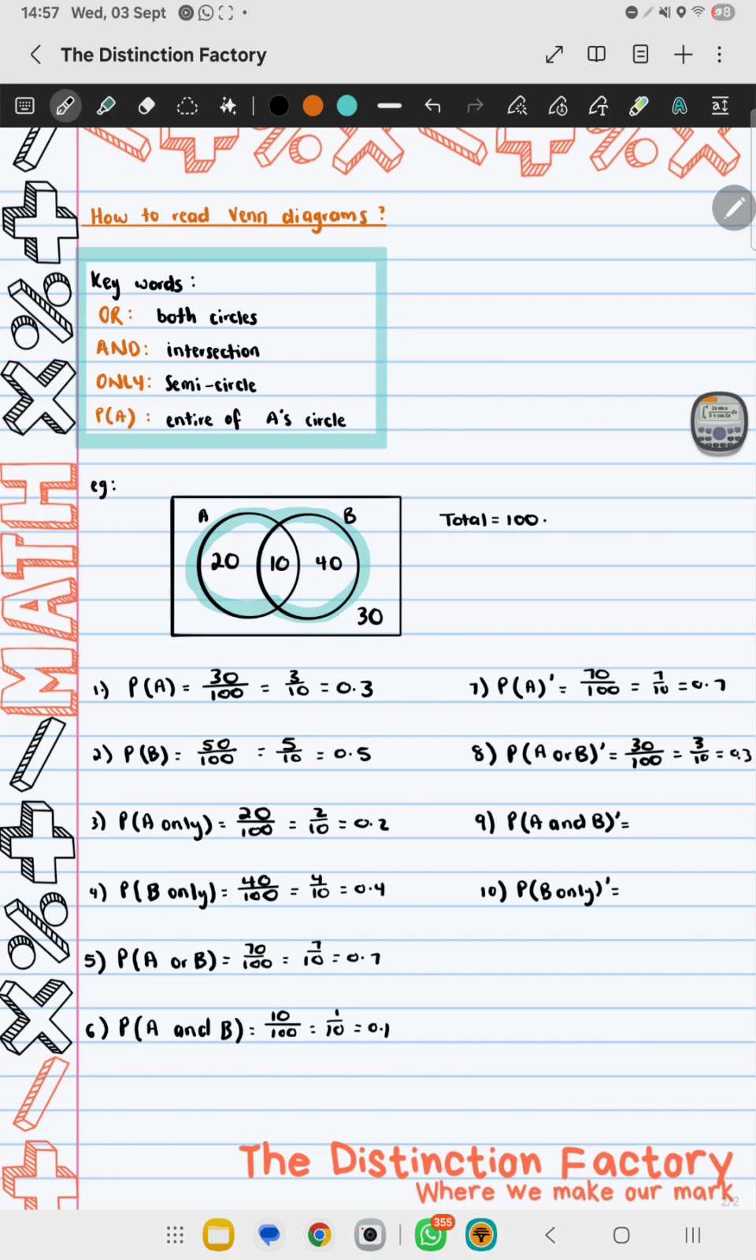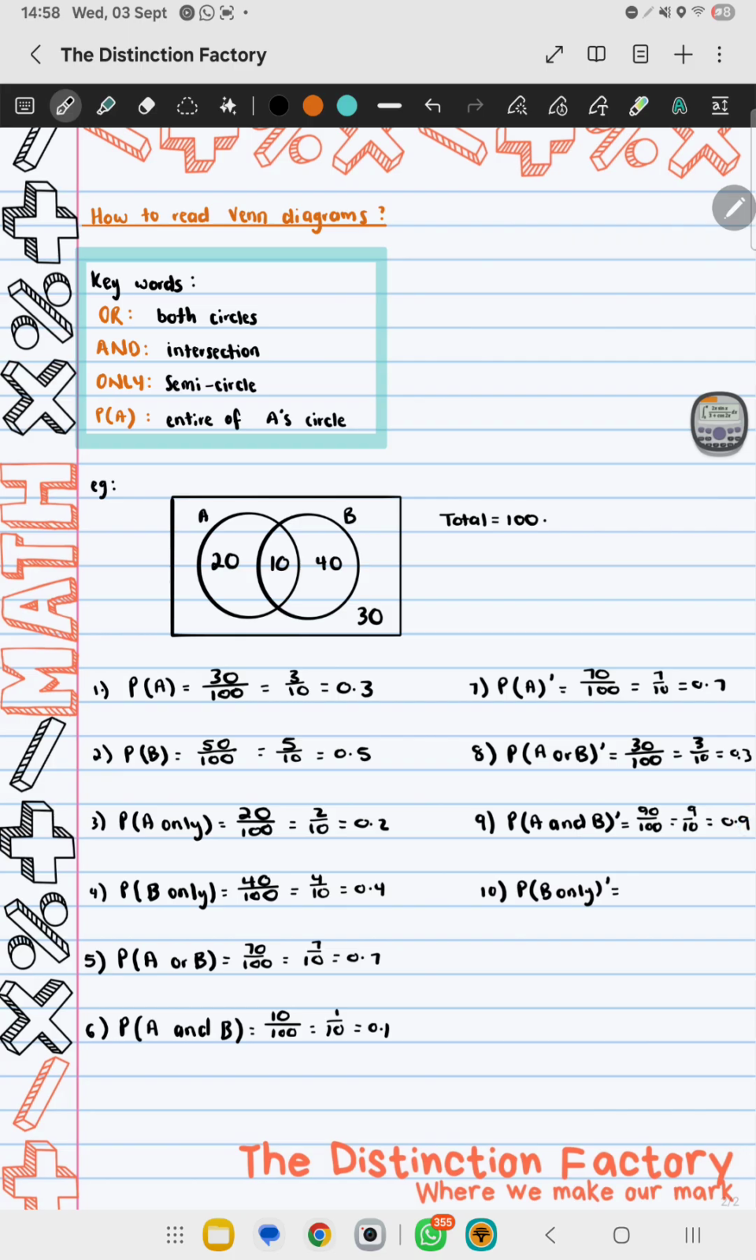I have run out of space. There we go. All right, the next one says the probability of not A and B. So A and B is the intersection. So this part here. But we're looking at everything that is not that. So we're looking at the 20, the 40, and the 30 all together. And that adds up to give us 90 out of 100. So let me just write that out for us. We've got 90 out of 100, which is equal to 9 out of 10. Or we could say 0,9.